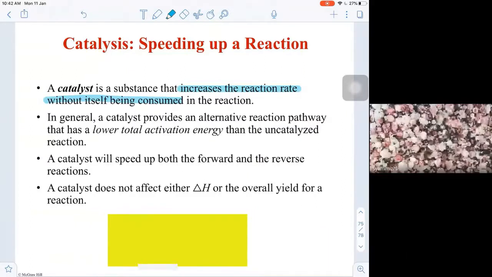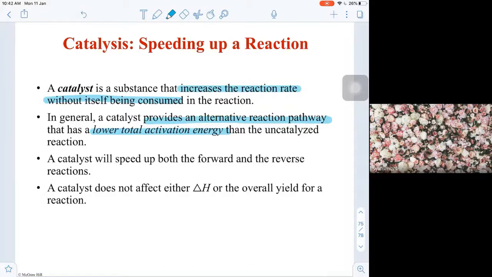Then the way the catalyst increases the rate of the reaction is by providing an alternative pathway. That alternative pathway will have a lower activation energy than the pathway that has no catalyst. It provides an alternative pathway that has a lower activation energy, and that is why when we are using a catalyst, it will increase the rate of a reaction.